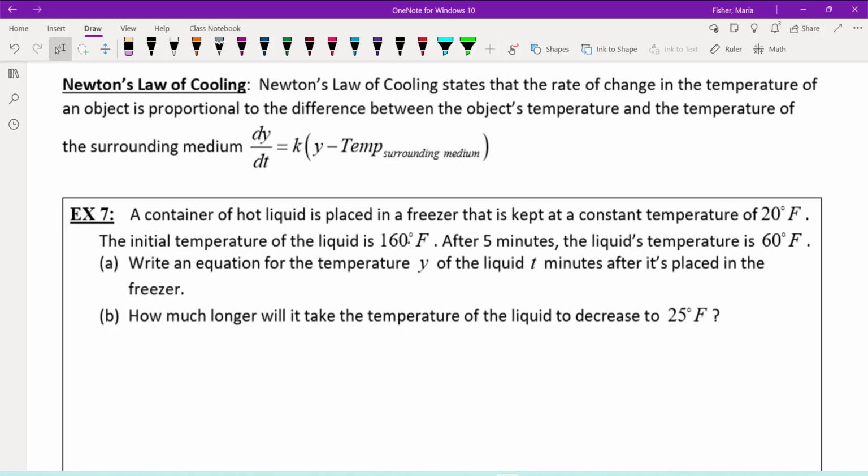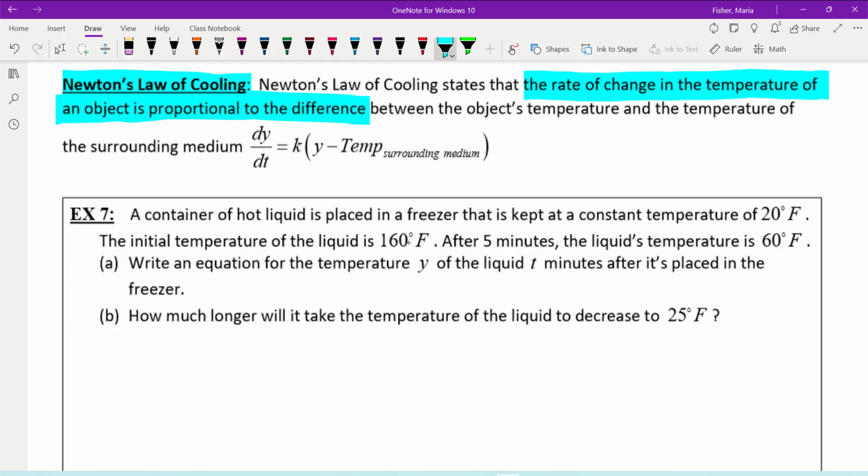The last thing that we're going to look at in this section is Newton's law of cooling. Now, Newton's law of cooling states that the rate of change in the temperature of an object is proportional to the difference between the object's temperature and the temperature of the surrounding medium.